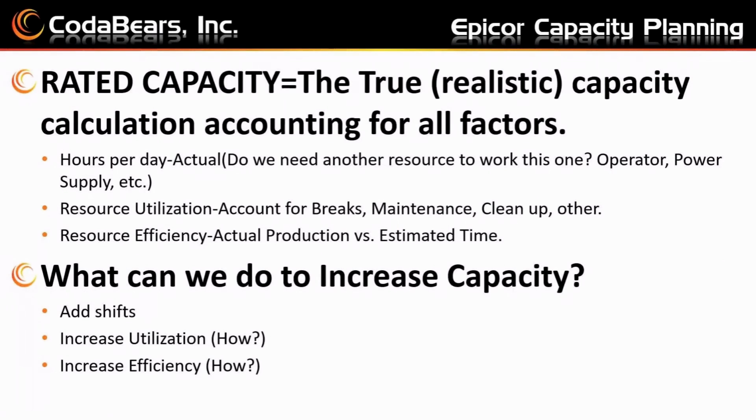A rated capacity, as we call it, is the true or realistic capacity, accounting for all factors. Those factors are hours per day, which is going to be defined by your schedule. But what's the actual? Is there going to be something else that's going to constrain those hours? Something else that's going to say, hey, we can't actually utilize a resource on a shift for 8 hours. There are going to be some times that we can't. Also, if it's available, how much is it actually utilized? So breaks and maintenance. At the end of the day, we have to clean up for half an hour, so a resource isn't actually running and producing parts.